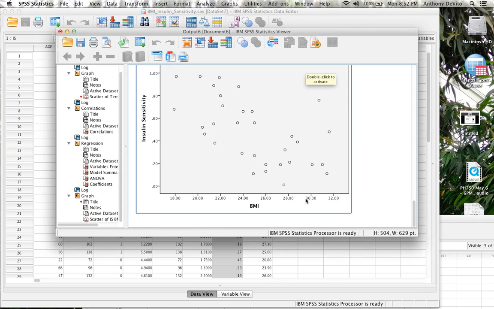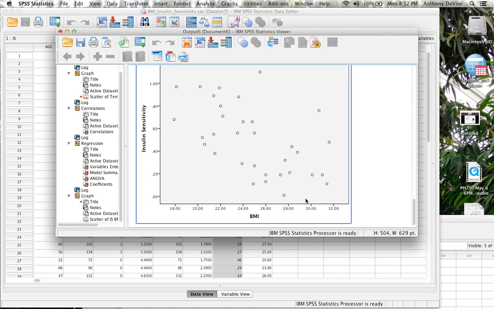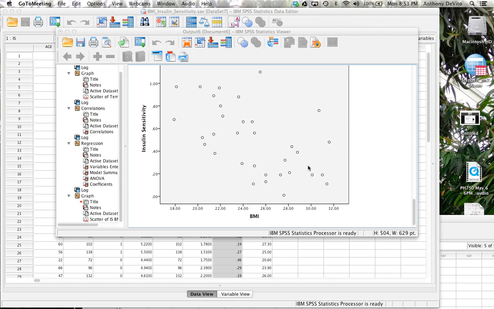Okay, here's what it looks like. Does that look to you like it has an association? Is there a correlation there? Okay, as BMI increases, insulin sensitivity decreases, in fact, right? In other words, the presence of insulin has less of an effect, right? So BMI increases seem to be associated with a decrease in insulin sensitivity.